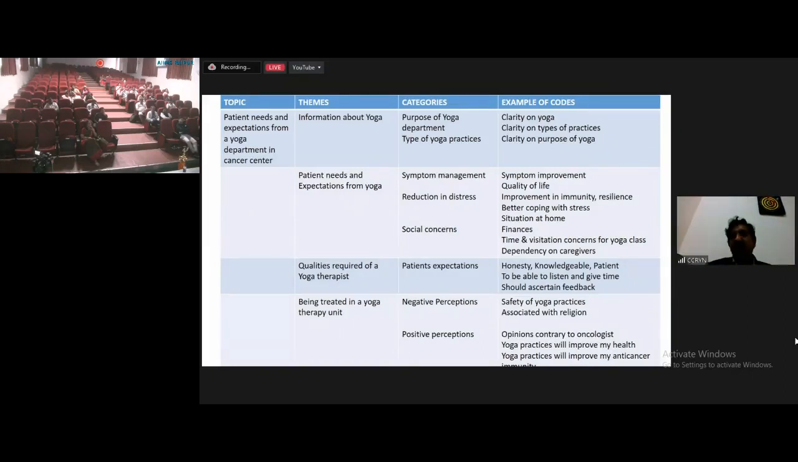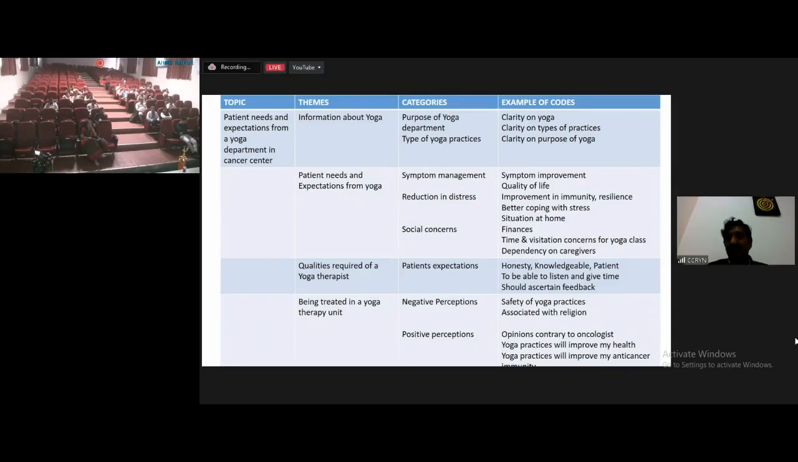So clarity on yoga, clarity on the type of practices, clarity on the purpose of yoga, what this yoga can really do. That is the example which I do for the particular interview. And patient needs and expectations from the yoga department: I talk about improvement in quality of life, reduction in distress, they talk about immunity, resilience, better coping with stress, and stress and situation at home, also social concerns, finances, even visitation concerns for yoga class, dependency on yoga caregivers.